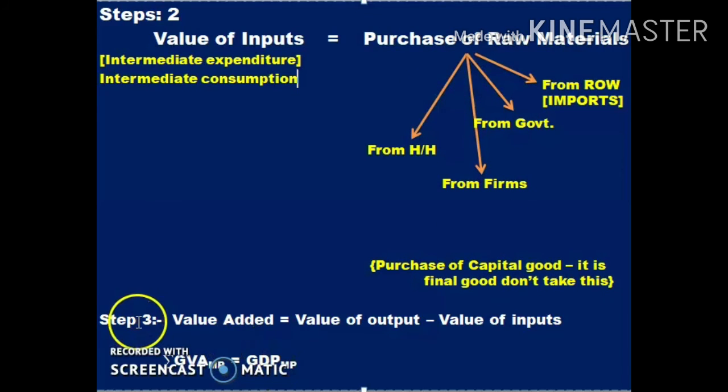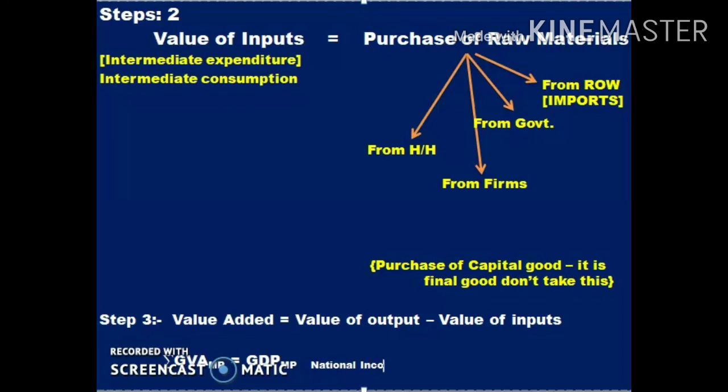So next is step 3. What is that? Value added is equal to value of output minus value of input. So whatever values you get while calculating in the first step, that is value of output, minus the second step's value, you will be getting the gross value added at market price, or the term given as GDP MP.